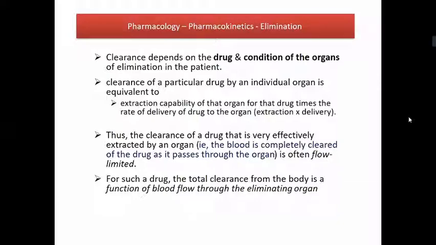Okay? So, clearance of the particular drug by the individual is equivalent to the extraction capability of that organ for that drug times the rate of delivery of the drug to the organ. So, we have this equation, extraction times the delivery. But, primarily, clearance is dependent on blood flow to the organ.